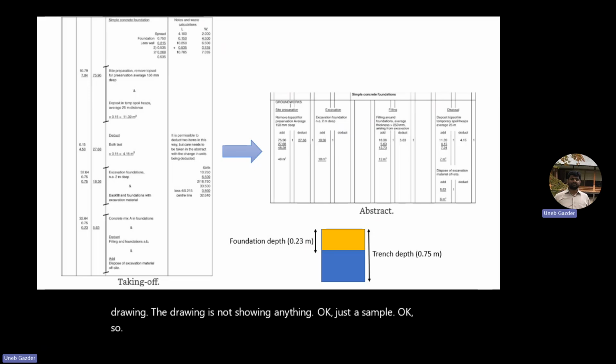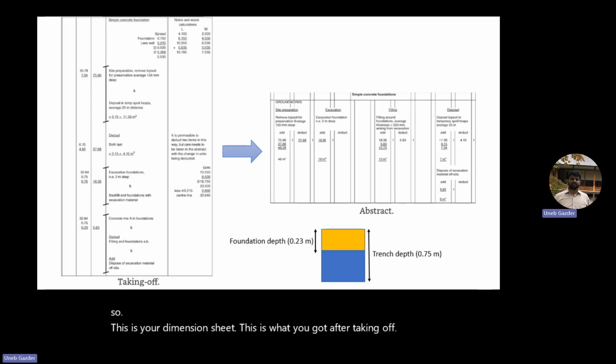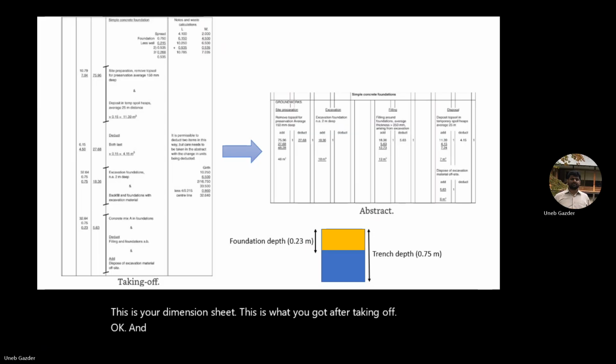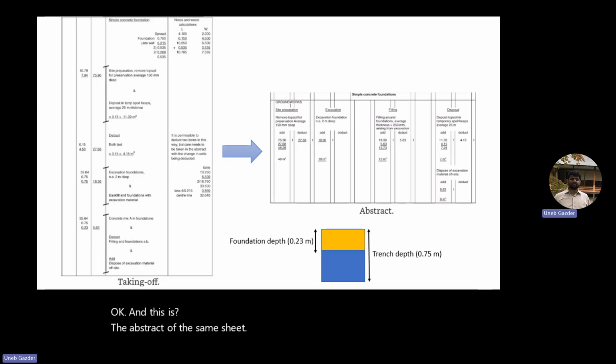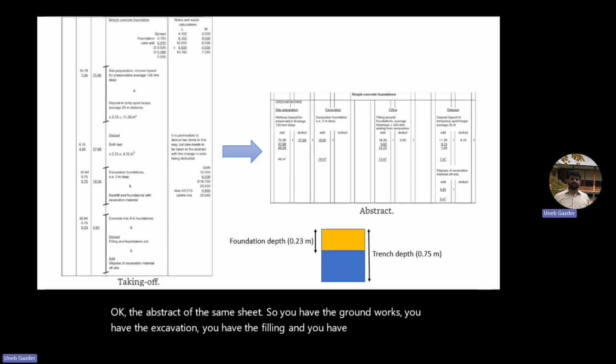This is your dimension sheet. This is what you got after taking off. And this is the abstract of the same sheet. So you have the groundworks, you have the excavation, you have the filling, and you have the disposal. And these quantities are taken from here.